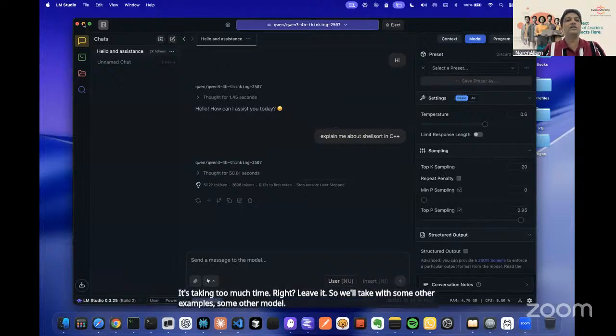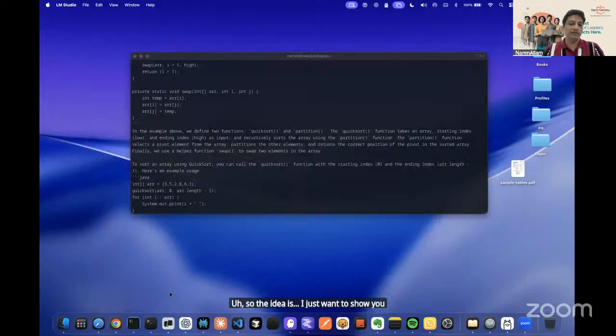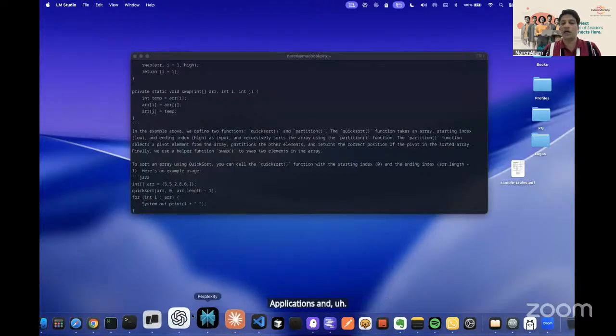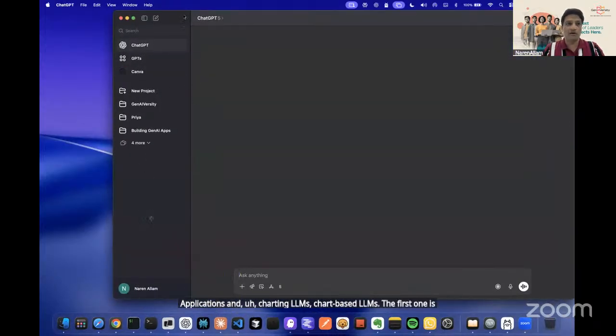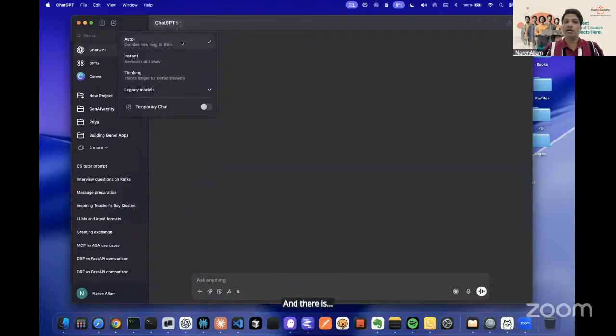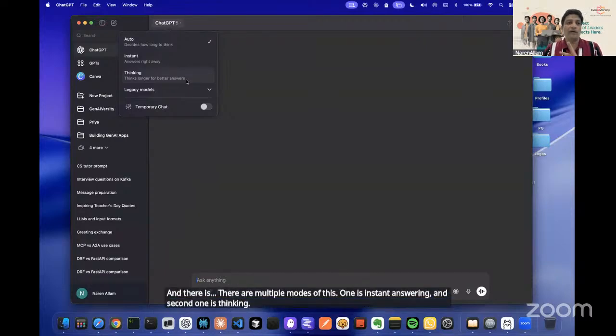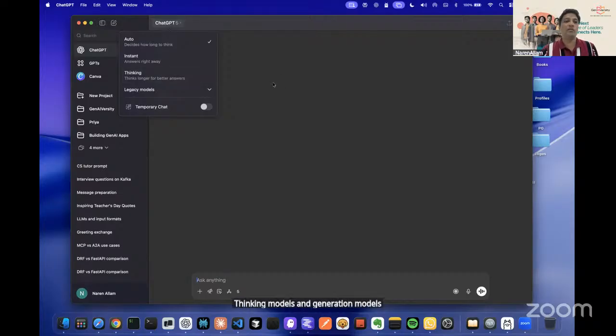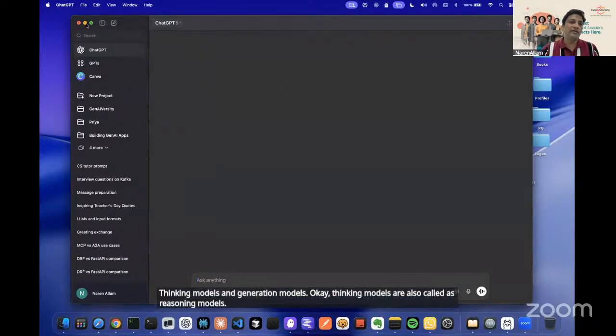The idea is I just want to show you the tools that we use. I just want to finish this in the next 5 minutes. There are various types of chat applications and chat-based LLMs. The first one is GPT, right? All of you are aware of this. There are multiple modes of this. One is instant answering and the second one is thinking. So in LLMs, we have two types of models, thinking models and generation models. Thinking models are also called reasoning models. This we will discuss tomorrow.